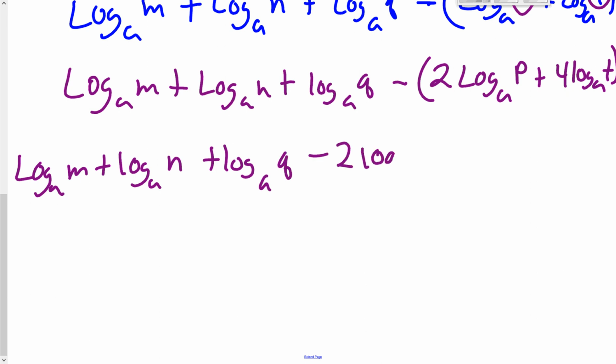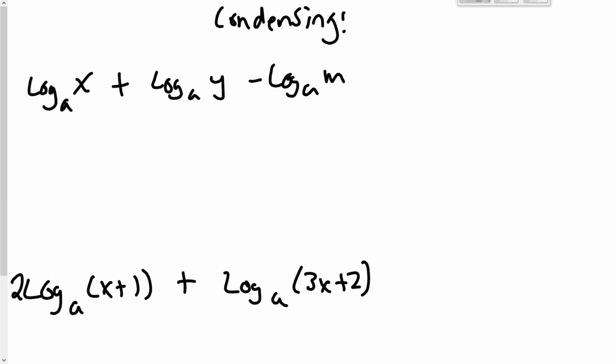Negative 2 log with base A of p. And now this becomes negative 4 log base A of t. And so that's all done. All right, I got some homework problems for you to work on. Oh wait, let's do some condensing.